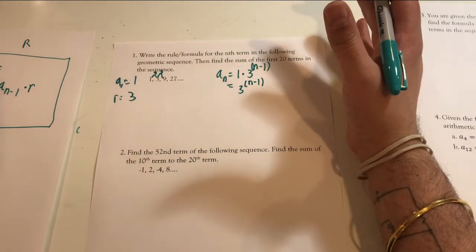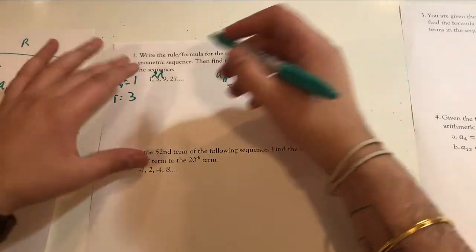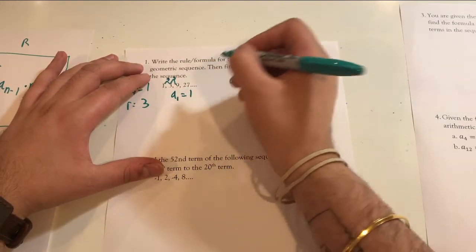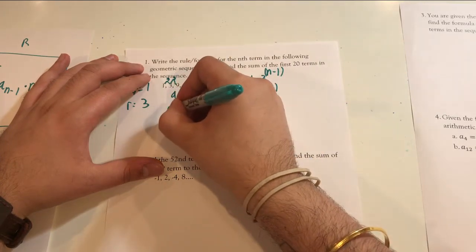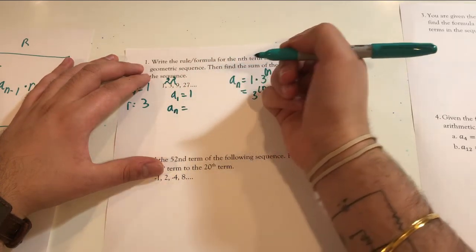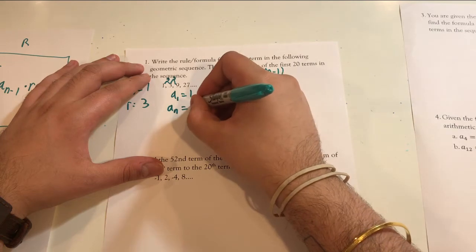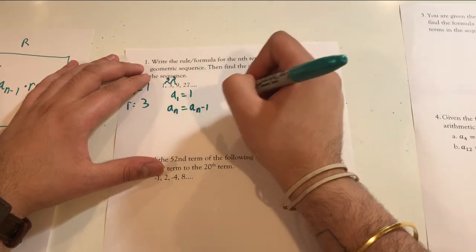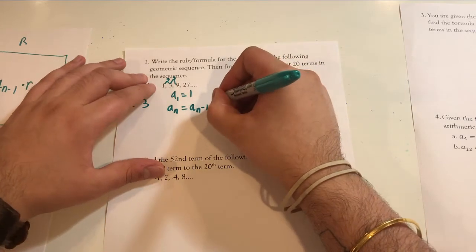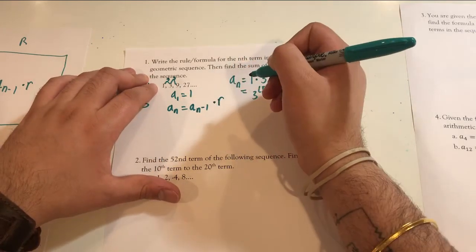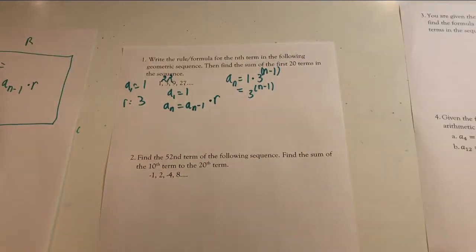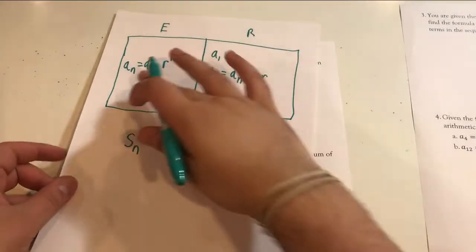In the recursive form, just to be familiar with that form as well, a_1, you need a base case of 1. a_n should be equal to a_(n-1), that's all subscript, multiplied by r. And that's pretty much it. Okay, so that's using these two formulas right here.